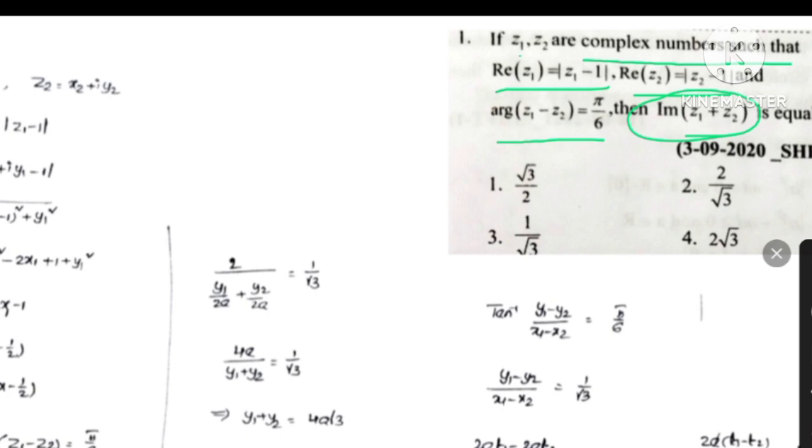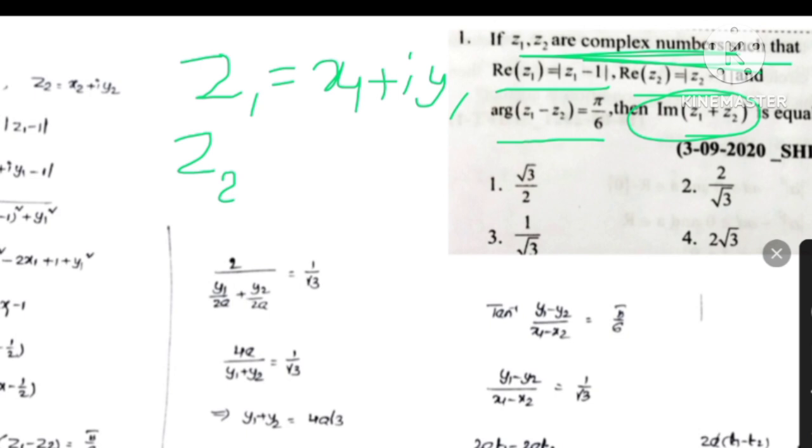Z1, Z2 are two complex numbers. I am taking the complex number in the general notation: Z1 is equal to x1 plus iy1, and Z2 is equal to x2 plus iy2. Okay, these are the complex numbers we are taking.